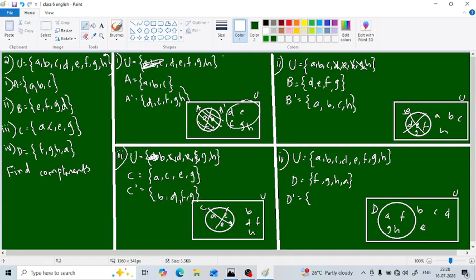Similarly here we don't want F, G, H, A. So F, G, H, A can be erased. Then what will be the remaining ones? When we erase F, G, H, A, the remaining ones will be B, C, D, E. So B, C, D, E will form D complement. B, C, D and E. Okay. So let's move on to the next one.